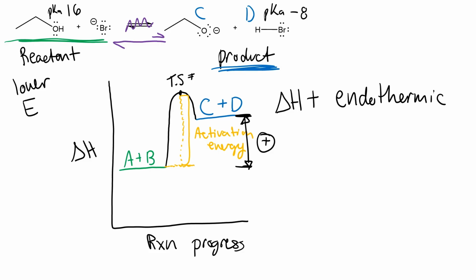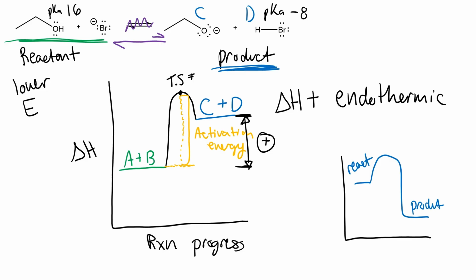On the last slide, when we saw our reactants up here and our products down here, the difference in energy between our reactants and products is actually negative. So we have a negative delta H. We call that exothermic.